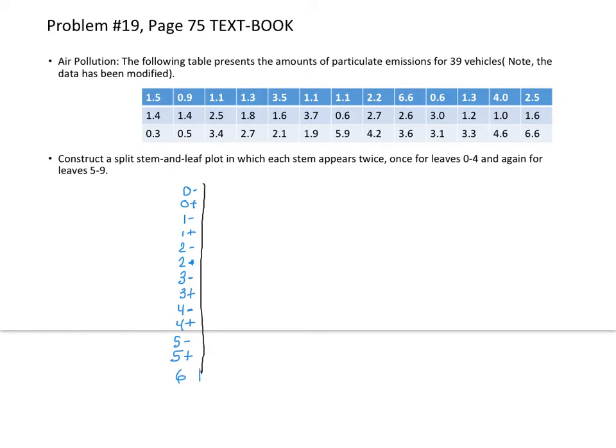So the stem is related to the first digit of the numbers that are in the table above. And we broke it up into two stems. Basically, if the leaf has something between 0 and 4 as the leaf, it'll be in the minus. And if it's between 5 and 9, it'll be in the plus. So when we do this, we will see the following example.